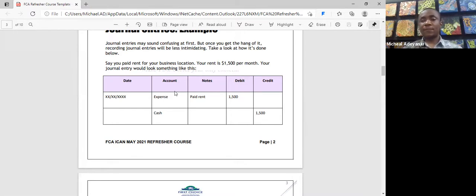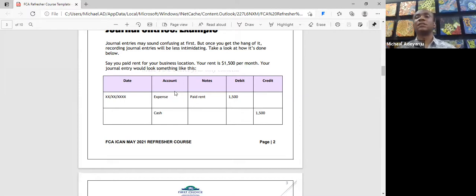Paid rent per month, and you paid in cash. You can't pay anything on credit. It said you paid. So you can either pay via your ATM or bank, or you can pay through cash. In this case, we are assuming that this person paid through cash. So one is receiving and one is giving out. It is obvious that you are paying cash, so cash is the one that is giving out. Cash is the one that is releasing itself. And who is receiving? The expense, because rent is an example of an expense.